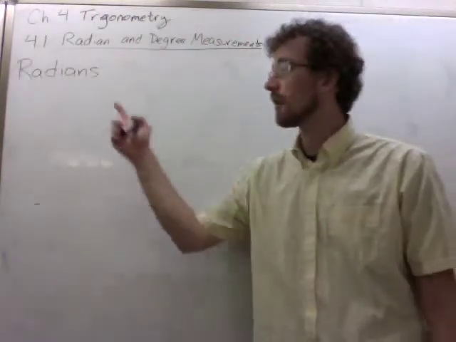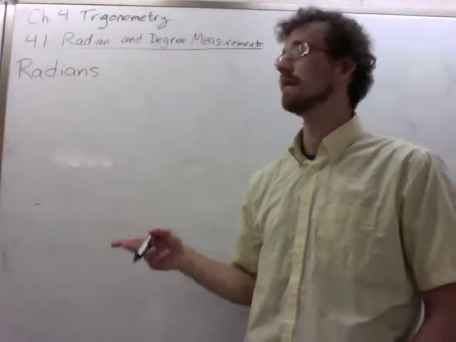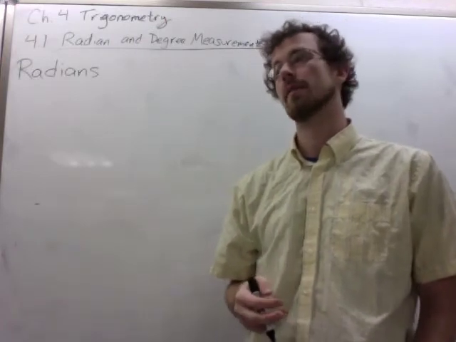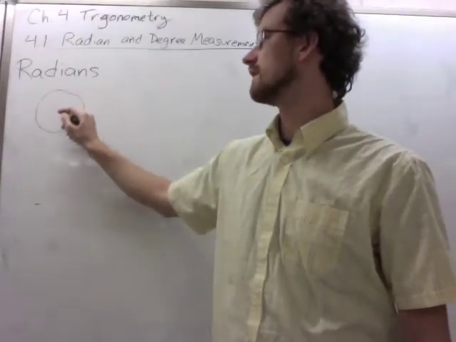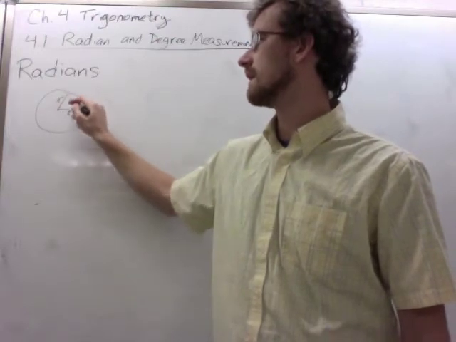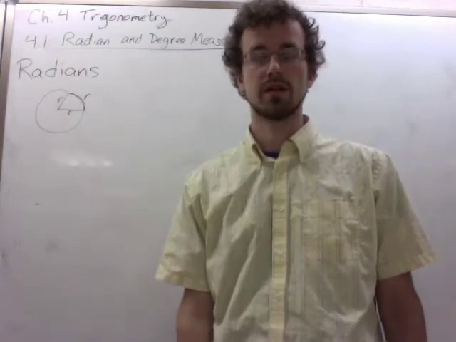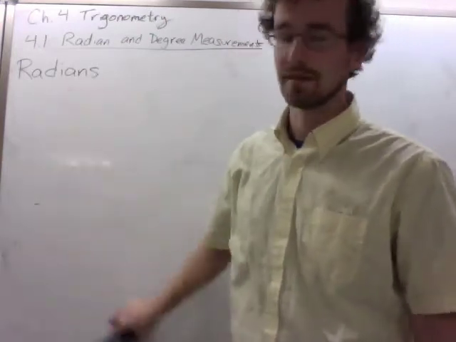A radian is another way of measuring angles. The degrees are one unit of angle measurement, a radian's another unit. A radian is defined as the angle of a circle, the central angle of a circle, where the radius is equal to that arc length. So that's where a radian kind of comes from.